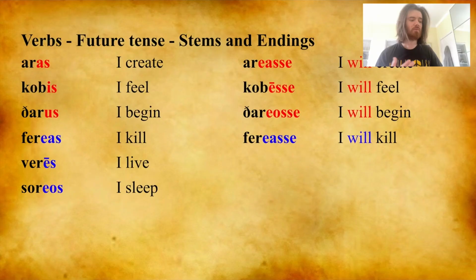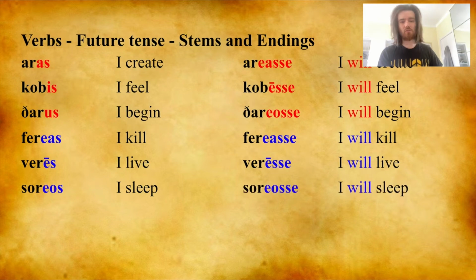You do the same thing. You remove S and the vowel or the vowel pair which occurs before, and you add the same future tense endings as for the A subclass. So vereas becomes vereasse, veres becomes verese, and soreos becomes soreosse.